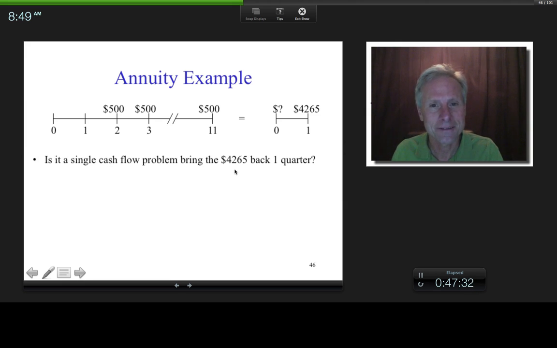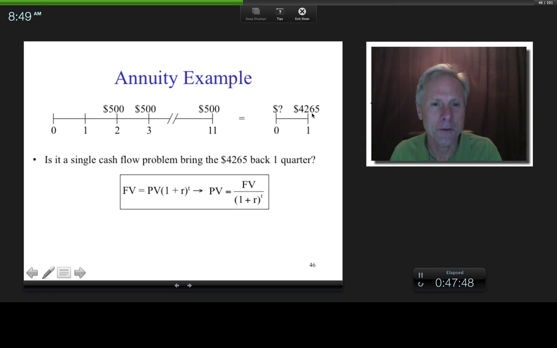Looks like that. But the question is, what is all of this worth today? So is it a single cash flow problem to bring this back one period? It is, right? Would I multiply this by something or divide it by something? Divide it, right? So what numbers go where? What's my PV? Well, that's what I'm trying to figure out. What's my FV or later value? Well, 42.65, right? What's my R?